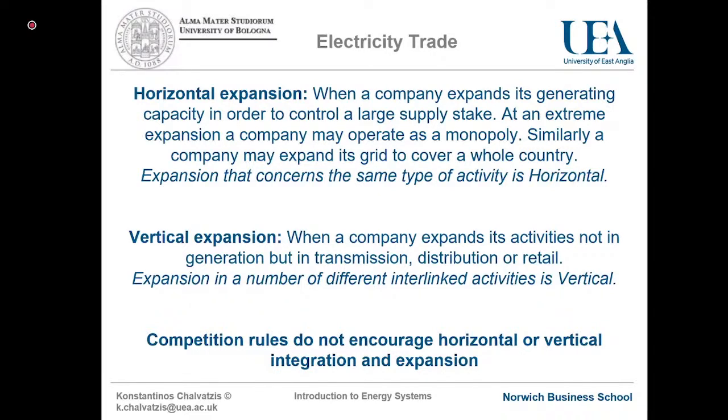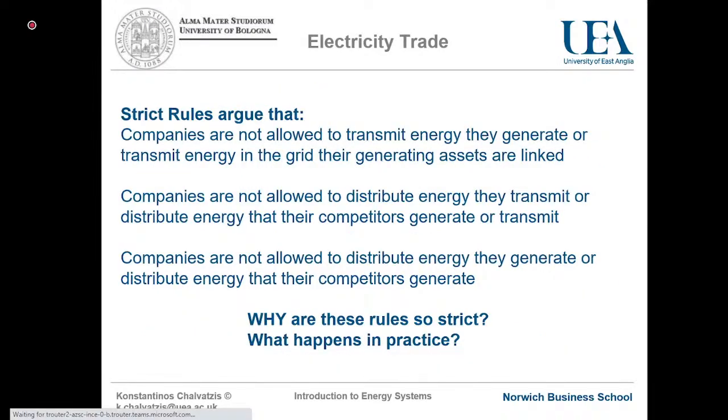And of course, it's not desirable from a competition standpoint. The other side of it is vertical expansion. That's when a company produces energy, so it's on the generating side, and then has the capacity to transmit or distribute or retail. It can happen as well. That will be a vertical expansion, where a company goes for the whole supply chain, from generation to transmission to distribution to retailing. Now, what we normally have throughout the world that has liberalized and privatized electricity systems is that competition rules will discourage horizontal or vertical integration and expansion. Neither of the two is desirable. Let's see why they are not desirable. So let's think.